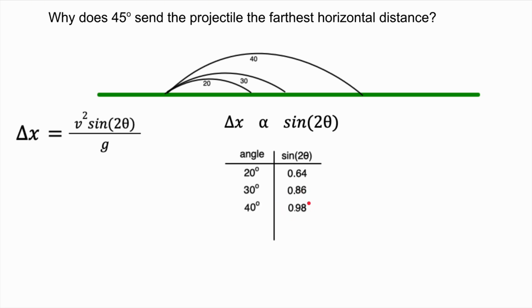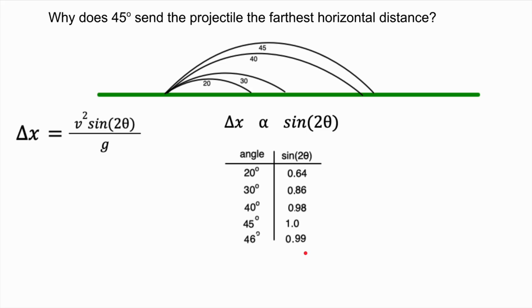Now watch what happens when I get to 45. You can probably already figure it out. Yep, I get 1. So basically when I get to 45, v squared over g is how far it's going to go. Now, if I go beyond 45 degrees, and I'll just do it one time, I go to 46 degrees, you'll see I'm already getting smaller. So that's why 45 is the most.